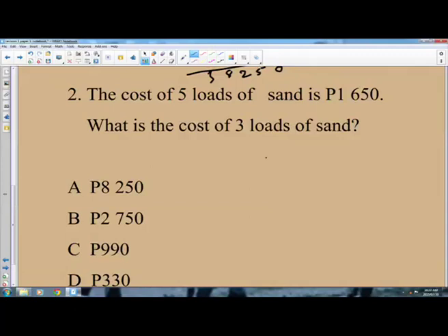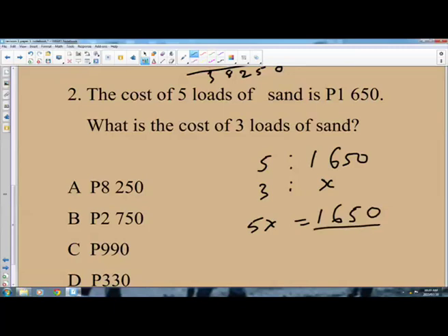Right. This simply means 5 is to 1,650. And then what is the cost of 3 loads of sand? And then 3 loads will cost, say, X. So what does it mean? By cross multiplying, you'll get 5x equals 1,650 times 3. Then that's when you can divide by 5 on both sides. Divide by 5. Right. 5 here once, 5 here once. So this side we are remaining with x.